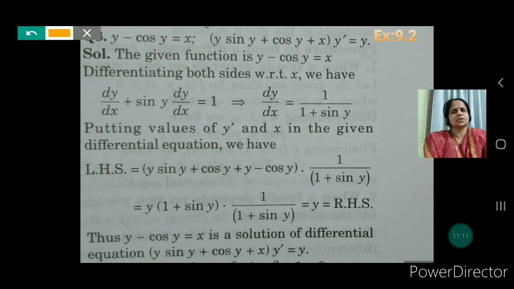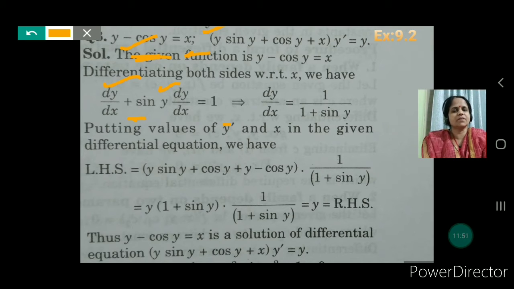Now solve question number 8. Here the question is given y minus cos y is equal to x, okay students, and the differential equation is given as y sin y plus cos y plus x, into y dash is equal to y. So first of all, differentiating both sides with respect to x of the given function, you will get dy upon dx. Now the derivative of cos y is minus sin y, so it becomes plus sin y, and then the derivative of y, dy upon dx, is equal to the derivative of x, which is 1.